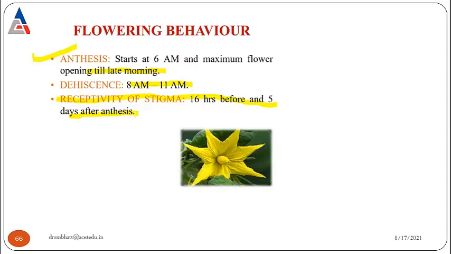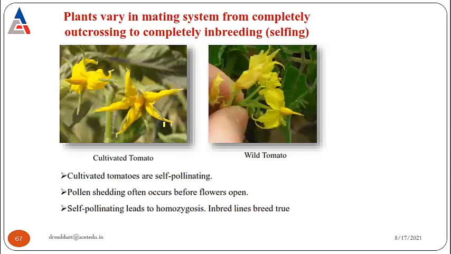The plants vary in mating system from completely outcrossing to completely selfing, cultivated tomato and wild tomato. Cultivated tomatoes are self-pollinating, and self-pollination leads to homozygosis, inbred lines. For hybridization, self-pollination must be prevented. So crossing must be done.